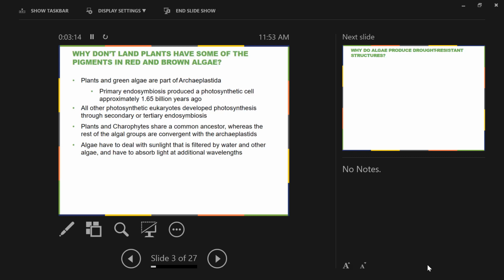All right, so first question, why don't land plants have some of the pigments in red and brown algae? When I said not quite yet, now you need to know Archaeplastida because now it's on the slide. Okay? So inside of Archaeplastida, you find plants and green algae. The idea here is that photosynthesis started 1.65 billion years ago when you got your first chloroplast, okay? Actually, that's not true. Photosynthesis would have started before that, but you generate your first chloroplast the same way the idea is that you generated mitochondria.